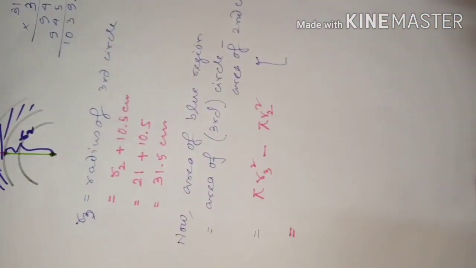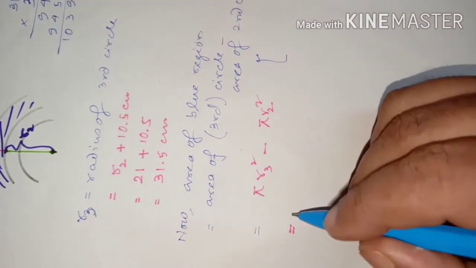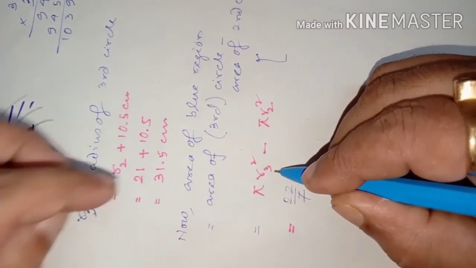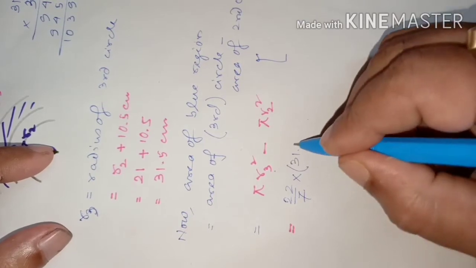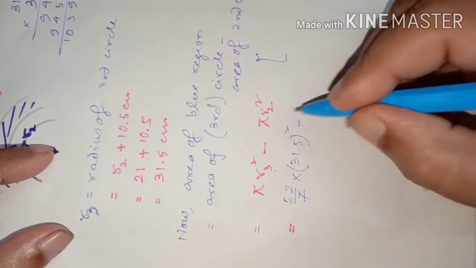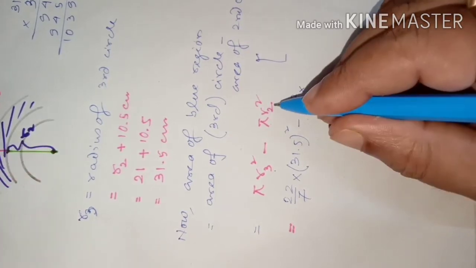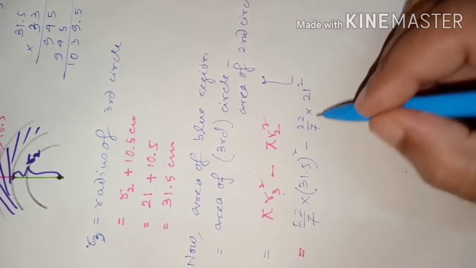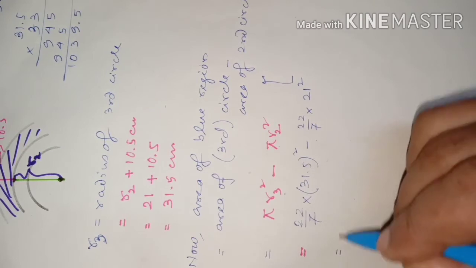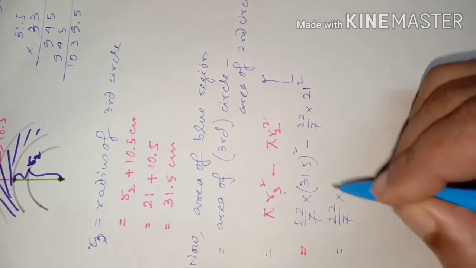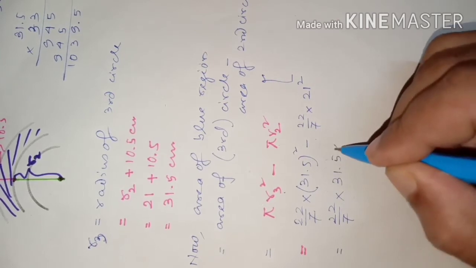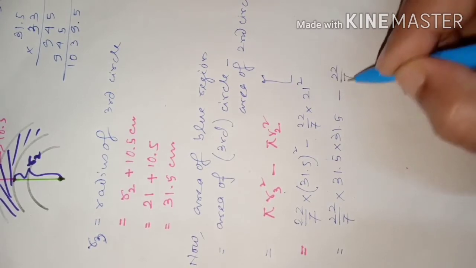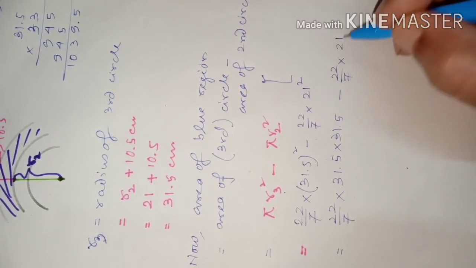Just you see, area of second circle, area of third circle. Let us write pi value 22/7. R3 is 31.5. Put here 22/7 into 31.5 square, minus pi value 22/7 into R2. What was radius two? 21 square. Okay, this will give us the area of second circle. So it is equal to 22/7 into 31.5 into 31.5, minus 22/7 into 21 into 21.